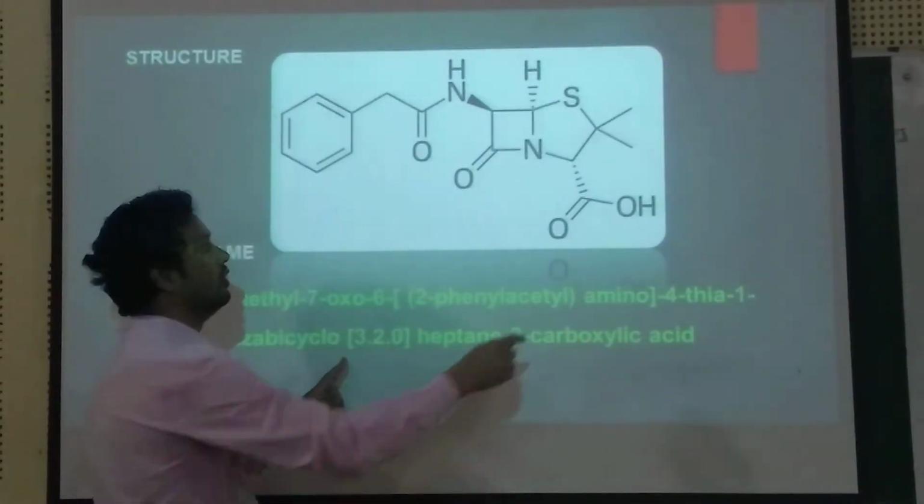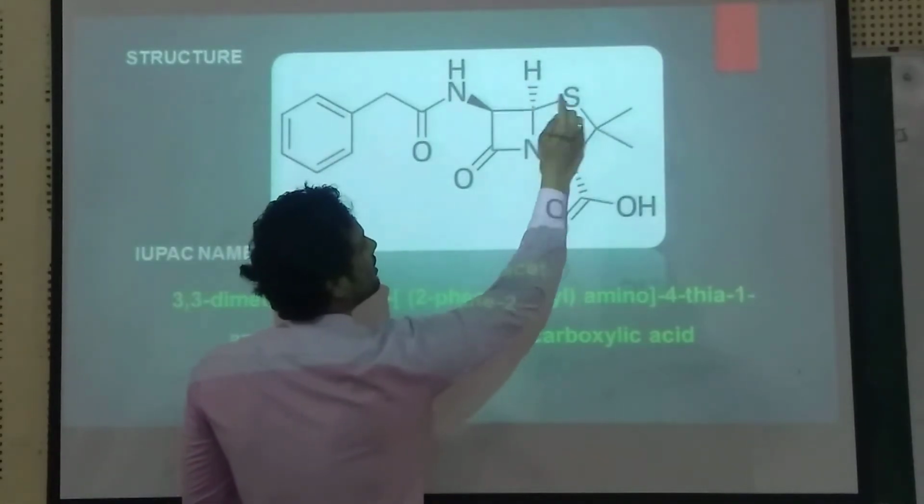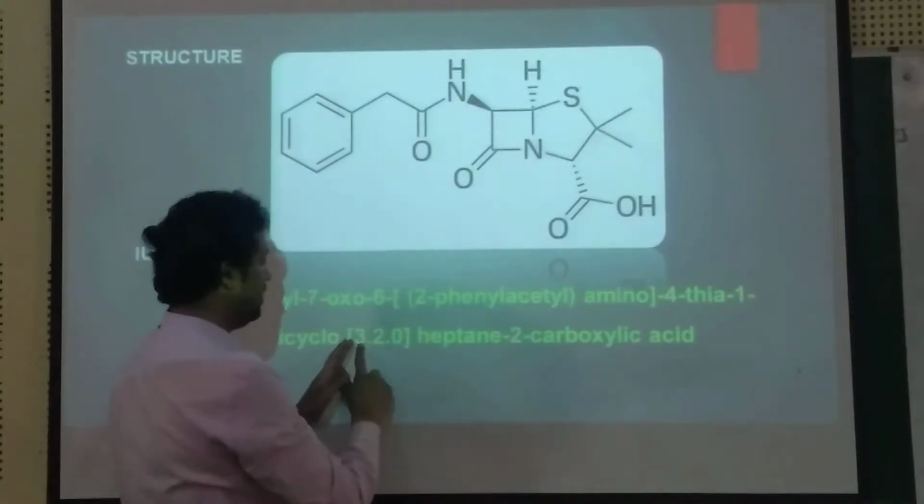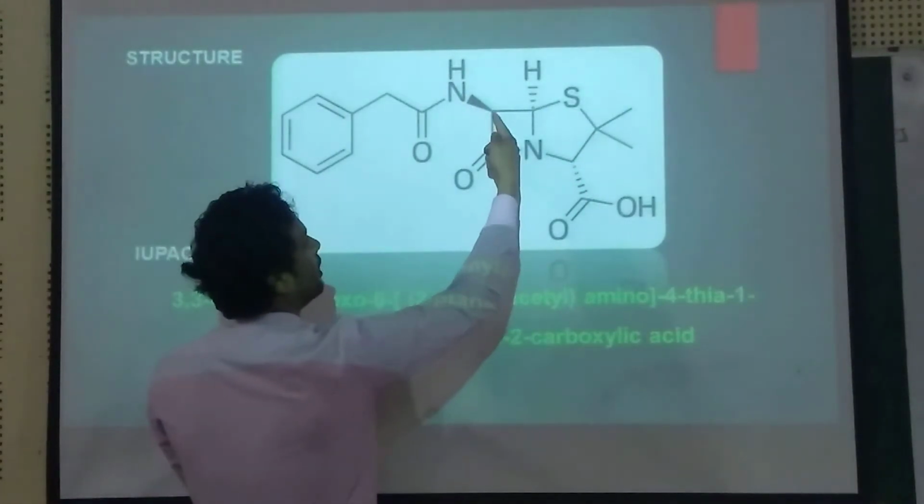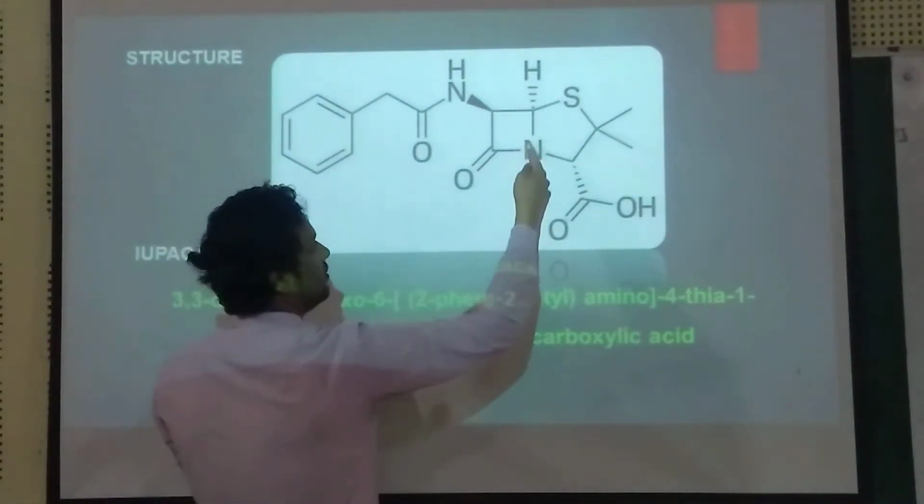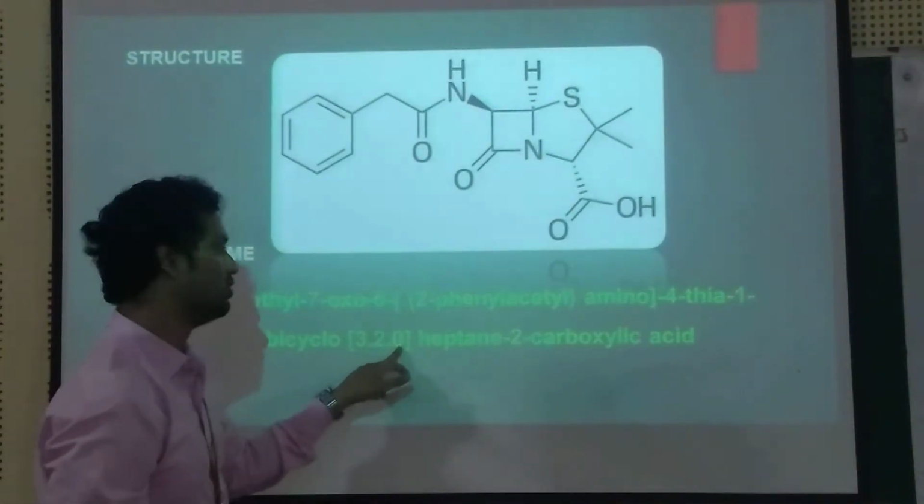What is 3.2.0? What does 3 mean? After removing this ring, we have 1, 2, and 3, so 3 carbons are here. Dot. Then 1, 2 are here. Then between these two carbons we have nothing, so it's called 0.